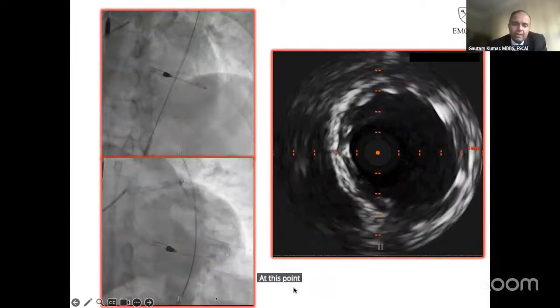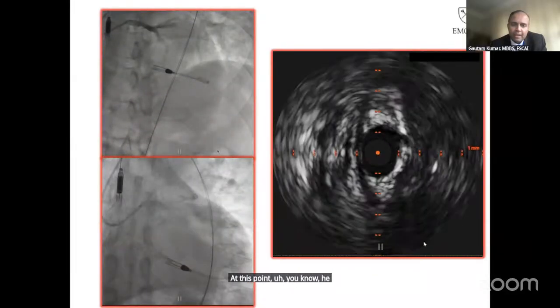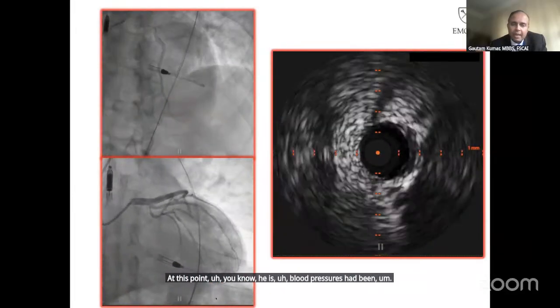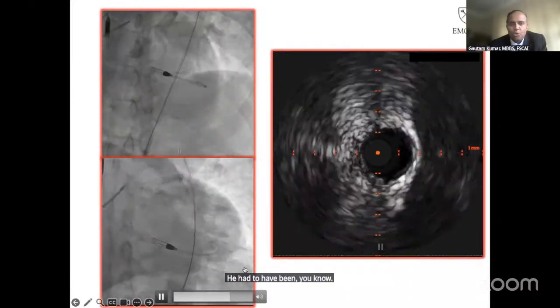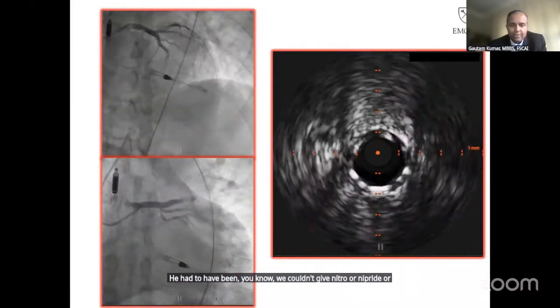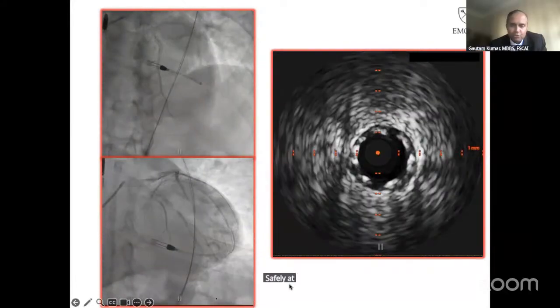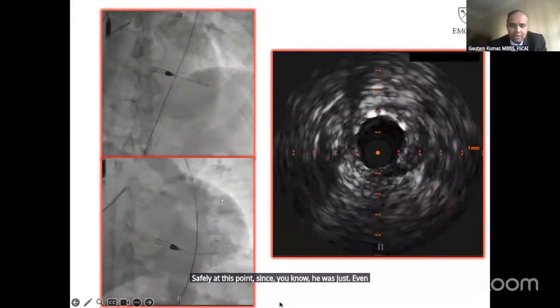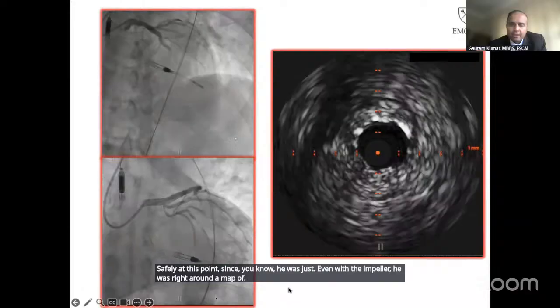At this point, we couldn't give nitro or nipride or any of the other agents safely, since even with the impeller, he was right around a MAP of 60, 65.